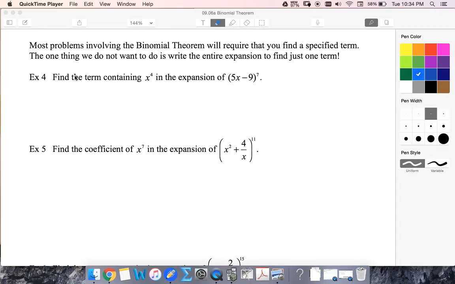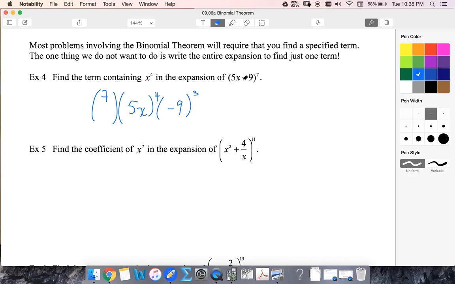All right, so really often we see problems like this, where we want to find a specific term, but they don't tell us which term, they tell us the power of x. So x to the fourth, this only has an x here, so I know that I'm going to have to somehow have 7 choose something. I'm going to need 5x to the fourth. That's going to leave me negative 9 to the third.